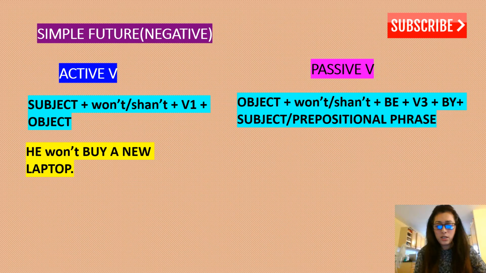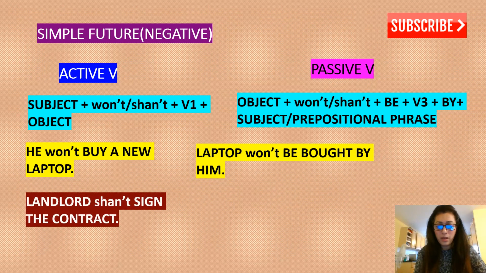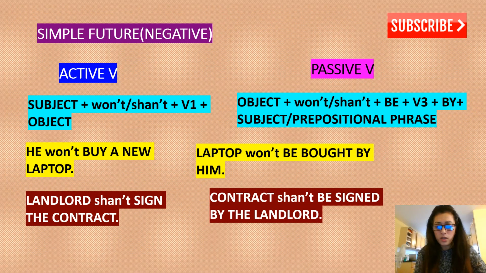The same sentence changes like he won't buy a new laptop. Laptop won't be bought by him. Landlord shan't sign the contract. Contract shan't be signed by the landlord.